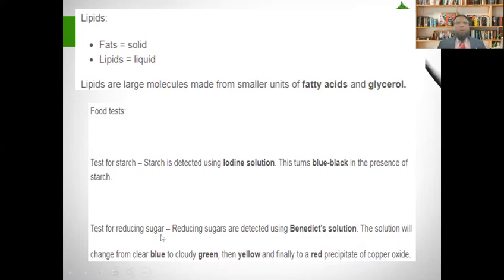Another is the test for reducing sugar. Reducing sugars are detected using Benedict solution. The solution will change from clear blue to cloudy green, then yellow, and finally to a red precipitate of copper oxide. This is also called the Benedict test, because Benedict solution is used. The normal color of Benedict solution is blue. But if there is reducing sugar in a food sample, it finally turns brick red.